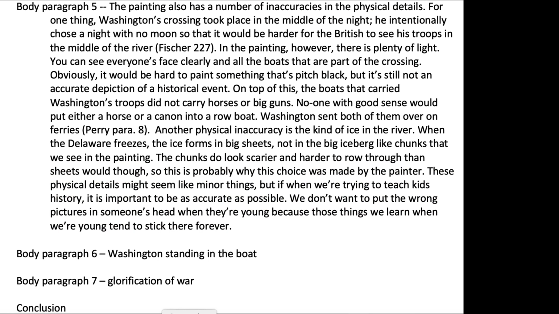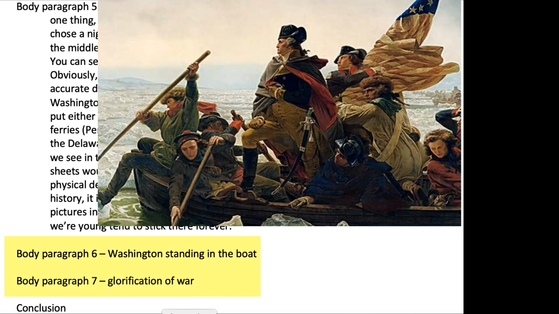Then they had 2 more body paragraphs, 2 more issues. Washington standing in the boat. This is another, well, if you look at it, it only makes sense that if the wind is blowing as hard as it would take to make that flag fly back like that, these guys are working really hard to get that boat forward. Washington is standing up in the boat like a sail. He's going to be pushing the boat the wrong direction. It's not helpful. Probably didn't do that.